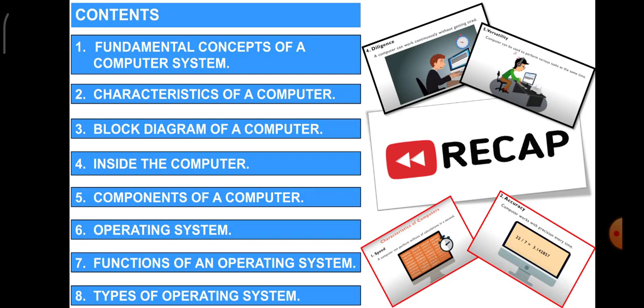And in today's class, I will cover point number 5, that is components of a computer. Point number 6, that is operating system. Point number 7, functions of an operating system. And finally, you will learn the types of operating system. We'll quickly move on to the lesson.